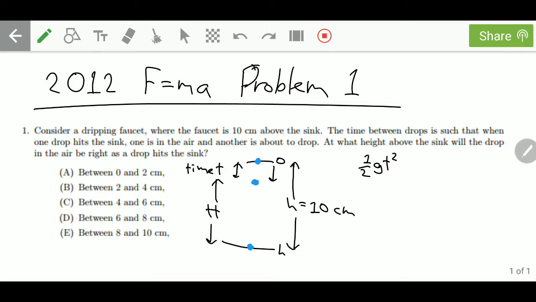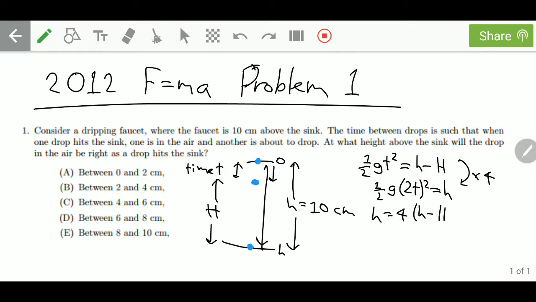where t is the time between drops. And so that will equal h minus big H, but we know that 1/2 g times 2t, the whole thing squared, is just the time for this drop to fall all the way down to the sink, and that will just be the total height h. Now from these two, we can see that this quantity is just 4 times as much, and so what we see is h is equal to 4 times h minus H, and so this H, big H, is just 3/4 times little h, which is 7.5 centimeters.